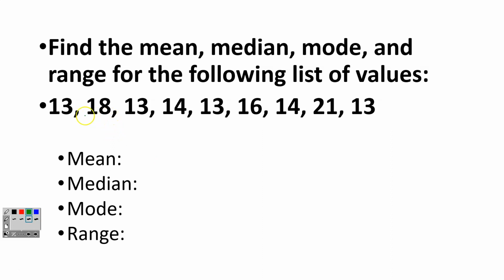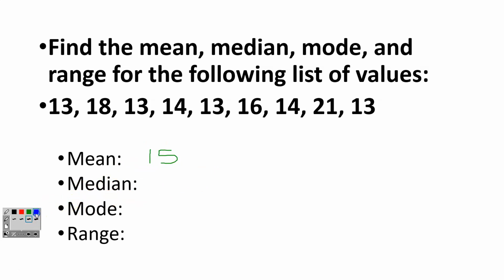So now we're going to divide by the number of numbers that are up here. 1, 2, 3, 4, 5, 6, 7, 8, 9. So we're going to divide that by 9 and we get an answer of 15. So that means our mean, our average, is 15.